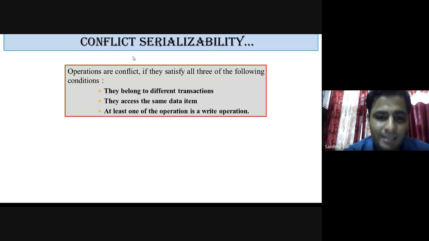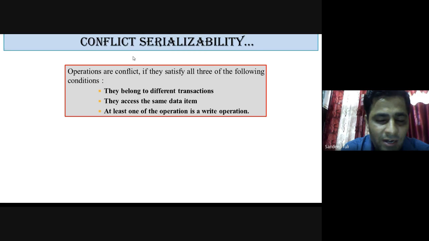The summarization of the four rules is this, and it will help you to solve the questions in a faster manner. First of all, we need to see that the two statements or two operations must belong to two different transactions, which I told you earlier also. So we cannot swap the operations of the same transaction. In order to be in conflict, they need to be from different transactions. This is the first summarization. Then, they must access the same data item.